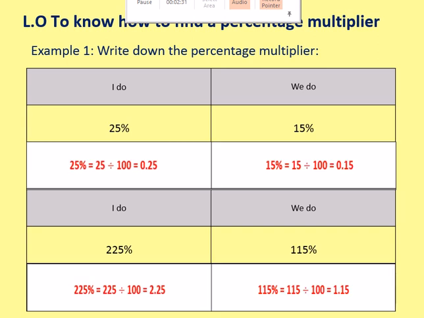Okay, so here's your answers. For 15%, we do 15 divided by 100, which equals 0.15. And then for 115%, we do 115 divided by 100 for 1.15. So make sure to mark those in green pen. If you made a mistake, please correct it in green pen. And then be ready to move on to the next 2 examples.